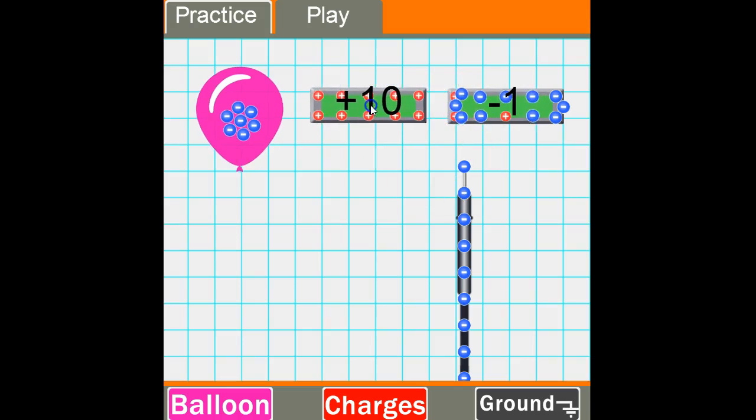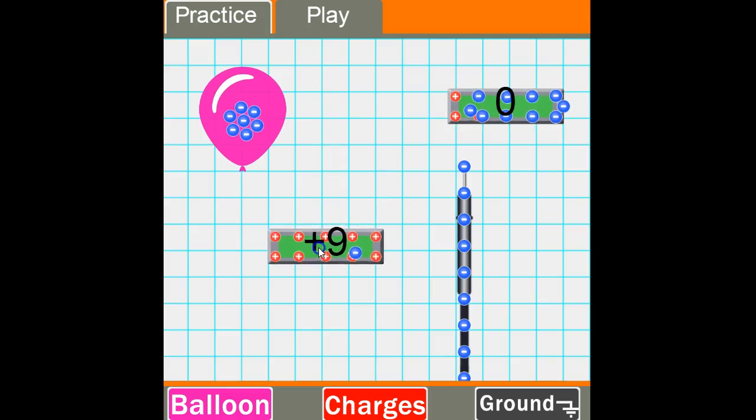So we've changed the amount of charge in total on the two. And if we were to separate those two blocks, let's say bring this one over here, this is now charged with +9 and this is at 0. So we've changed the charge on one of them by a combination of the repulsive forces due to the balloon and the contact with the earthing rod.